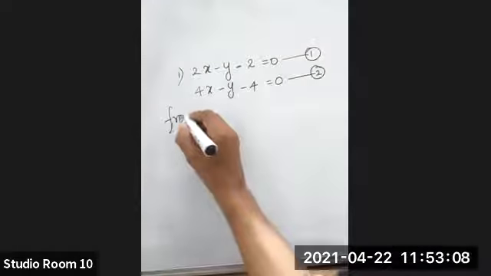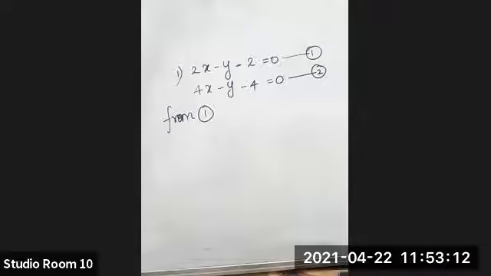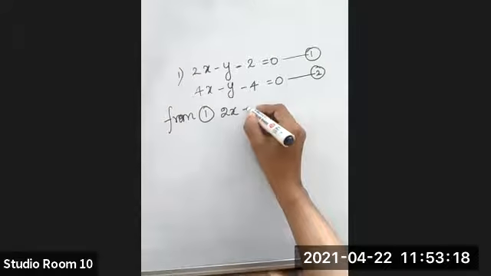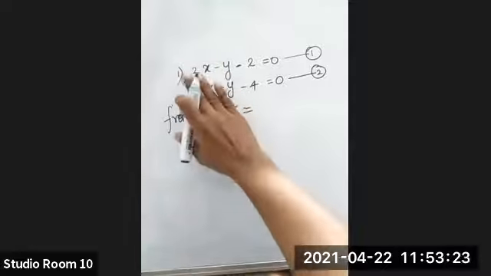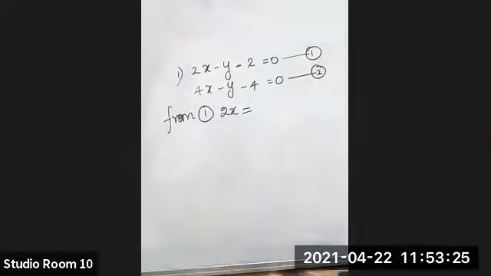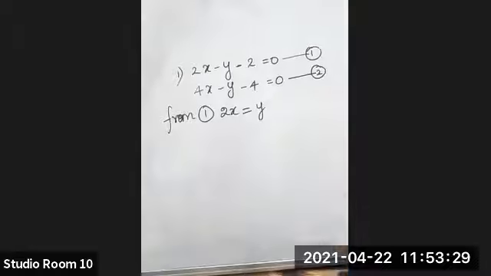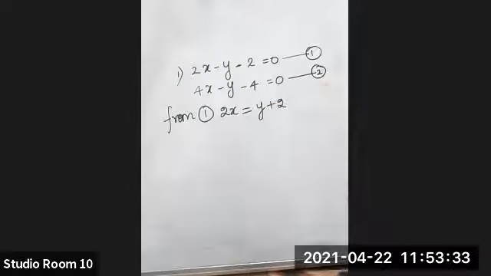From the first equation, equations we always number within a circle. So from the first equation, what will be 2x? I'm keeping only 2x this side. Take the remaining terms to the other side. Minus y, if you take it to the other side, it is plus y. Minus 2, if you take it to the other side, it is plus 2. Up to this, is it okay?